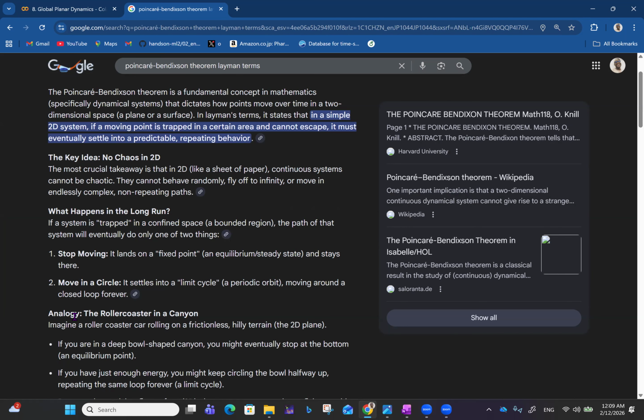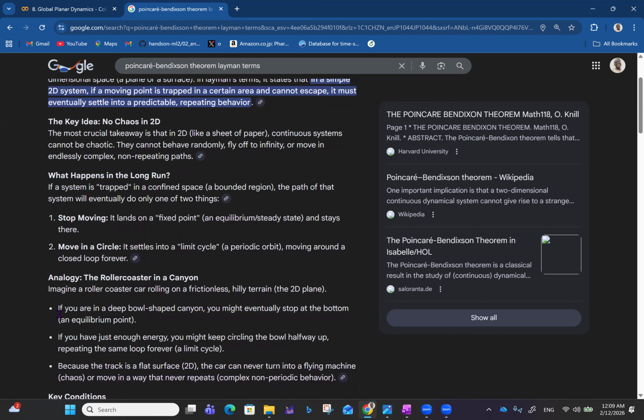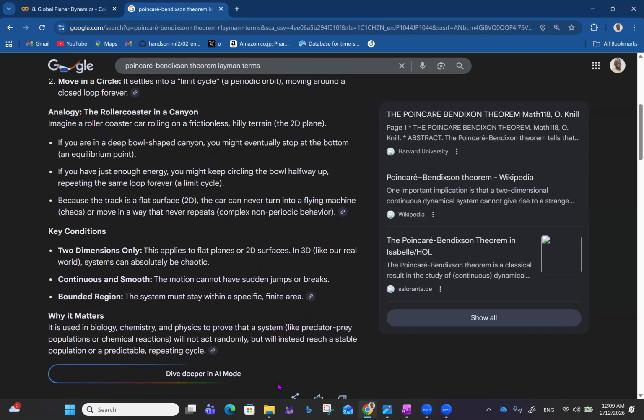So the analogy is that you have a roller coaster in a canyon. Imagine a roller coaster car rolling on a frictionless hilly terrain, the 2D plane. If you're in a deep bowl-shaped canyon, you might eventually stop at the bottom, which is an equilibrium point. If you have just enough energy, you might keep cycling the bowl halfway up, repeating the same loop forever, which is a limit cycle. Because the track is a flat 2D surface, the car can never turn into a flying machine, which is chaotic, or move in a way that never repeats, which is complex, non-periodic behavior.